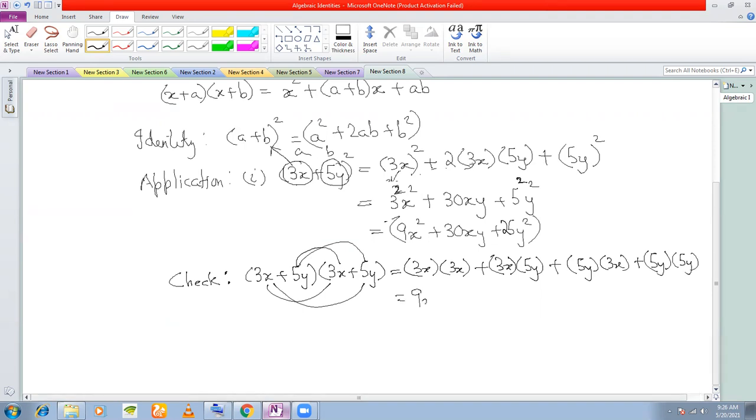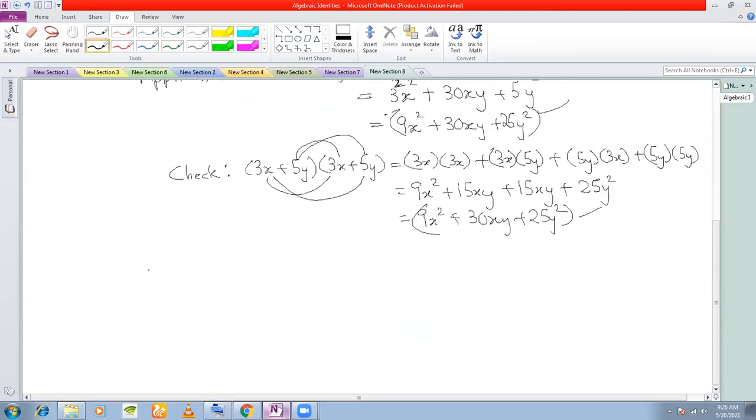So you get here 9x square plus 15xy plus 15xy plus 25y square. So you get 9x square plus 30xy plus 25y square. So are these two matching? Yes, I've done it correctly. Okay.